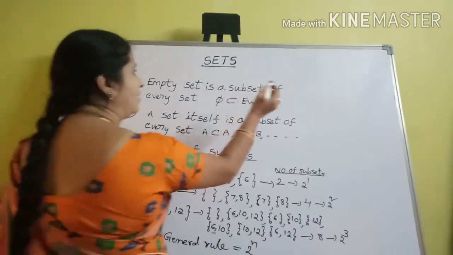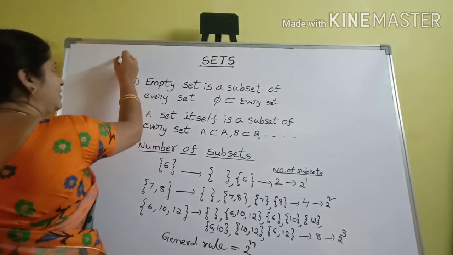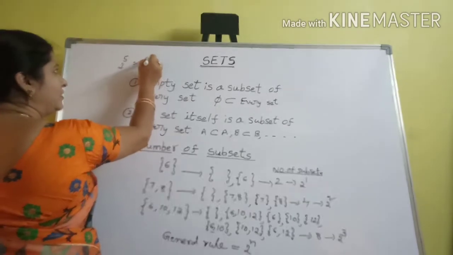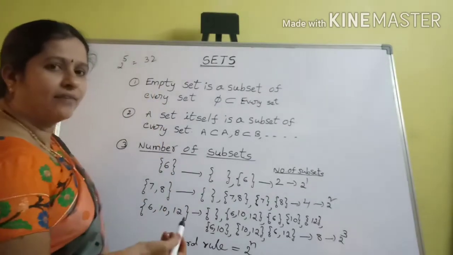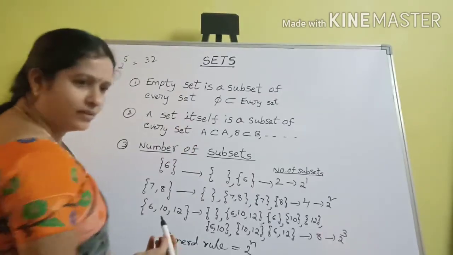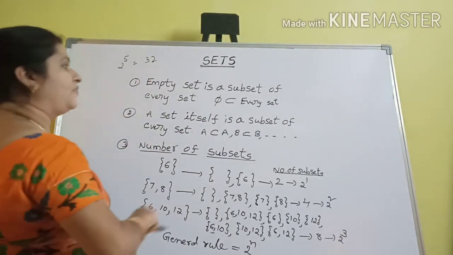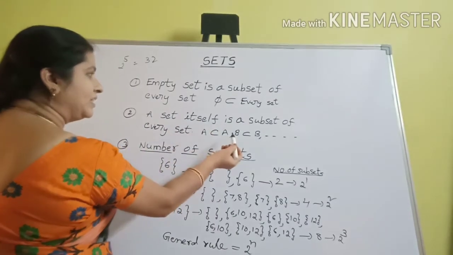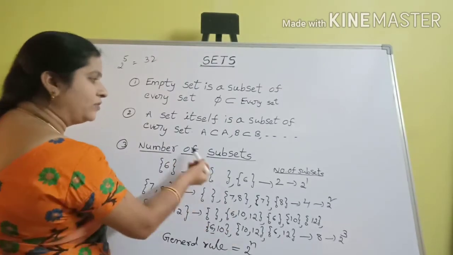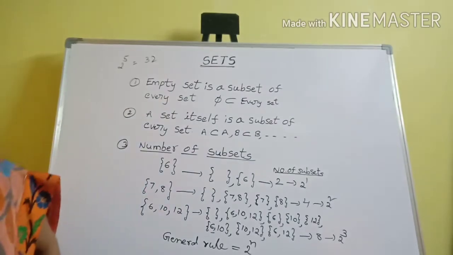Suppose in a set 5 elements are there. The answer is 2 power 5. 2 power 5 means 32. So the set is having 32 subsets. Okay, understood? So phi is a subset of every set. A set itself is a subset of every set. So what is the general rule for number of subsets? To find the number of subsets.